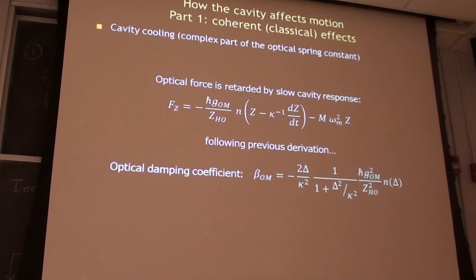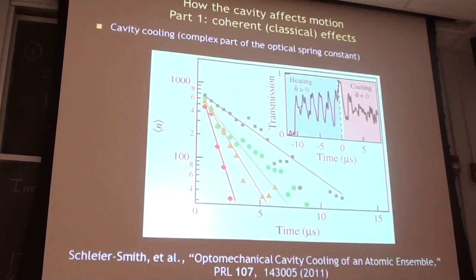And that's given by this quantity over here. And depending on how you have your probe detuned with respect to the cavity resonance, this can represent either a damping of the mechanical motion or indeed an amplification of the mechanical motion. That's also been measured with cold atom systems. This is an experiment that was performed at MIT.